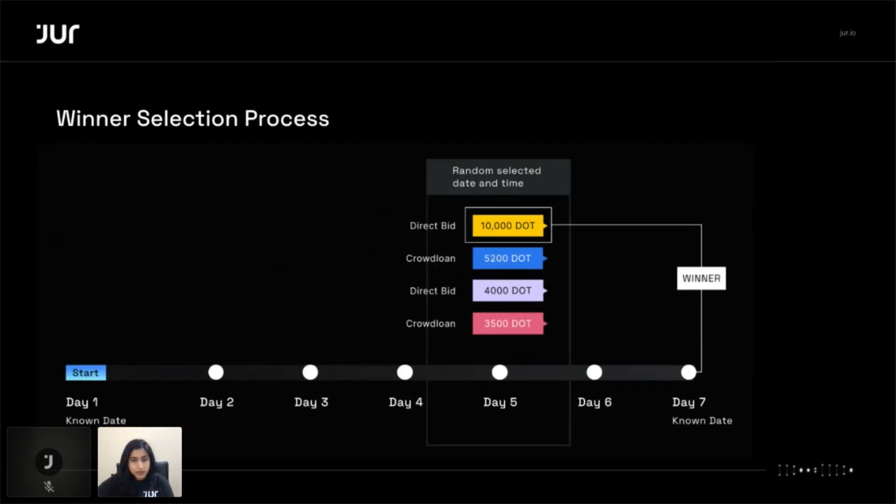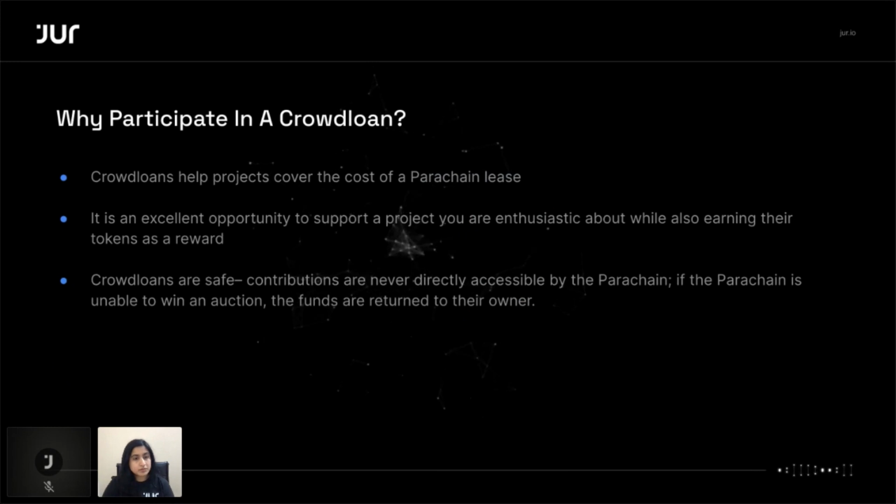And continuing on that image, this bidding happens every day. And in this particular example, on day 5, randomly the auction code took a snapshot of the bids that were there, and it took the highest bid, and that was announced as a winner on the 7th day. So, okay, moving on.